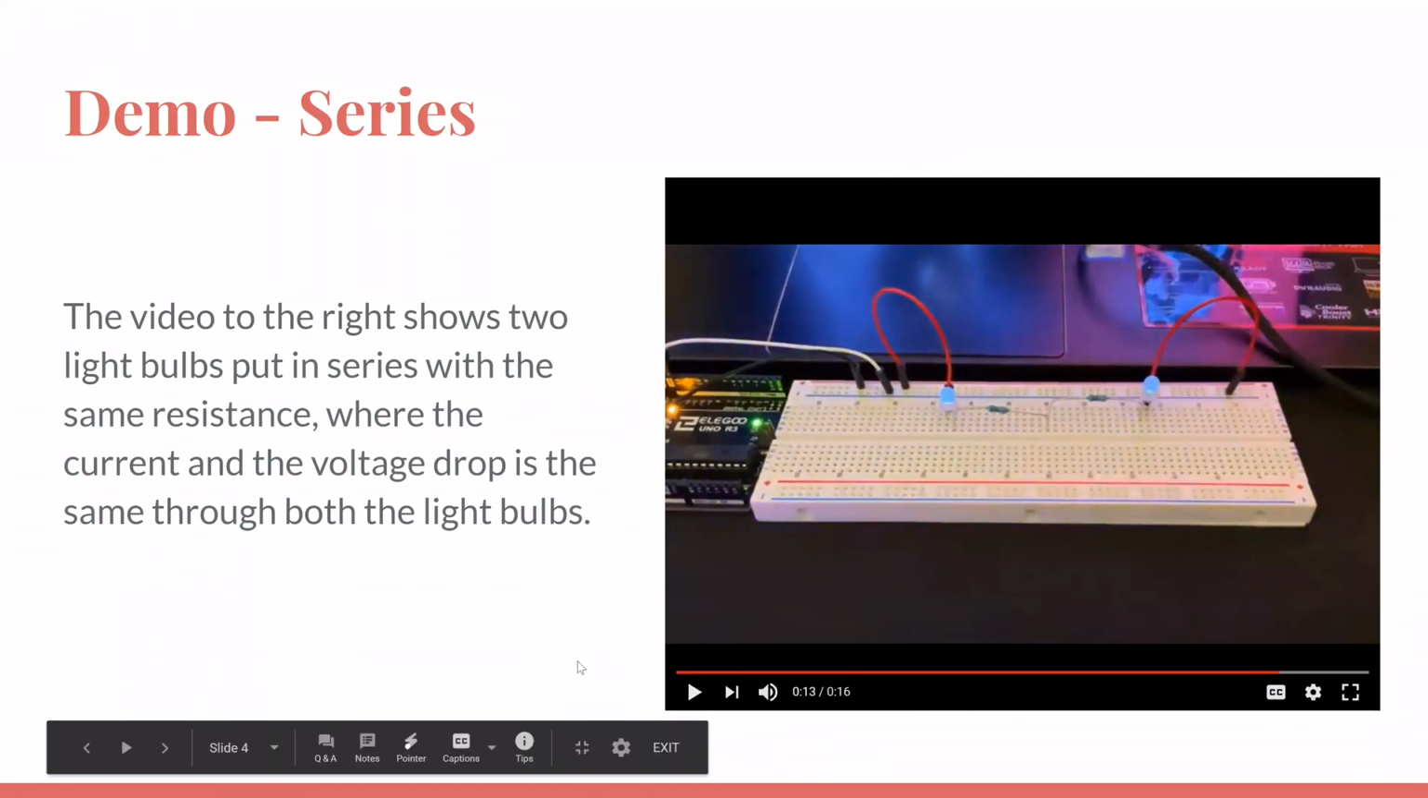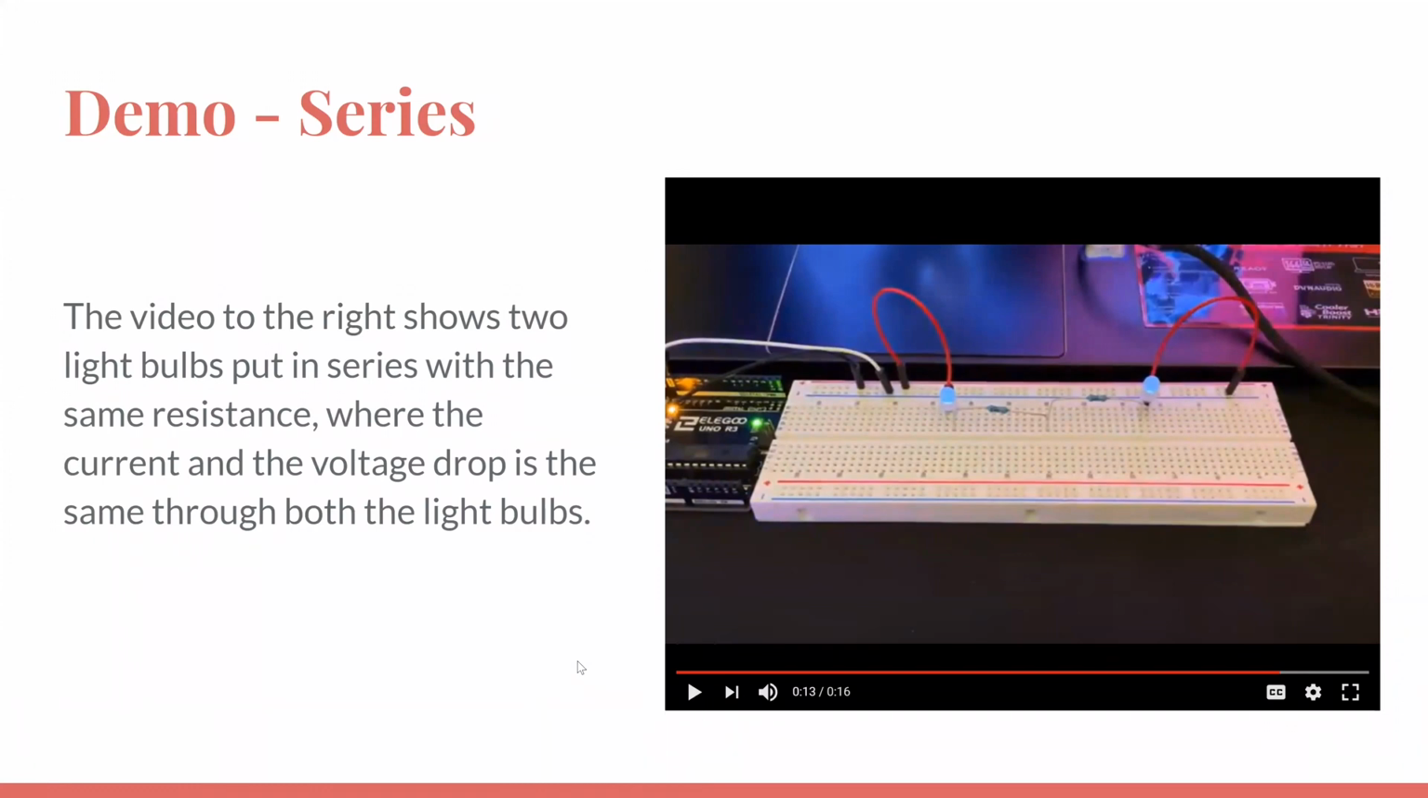As seen from that video, it shows starting from one light bulb and putting it in series with a second light bulb at the end. The light bulbs have the same resistance, and the current and voltage drop are the same throughout both light bulbs. The equivalent resistance for the circuit in series would just be the sum of the two light bulbs with the extra resistors, which are both 380 ohms, and they're put into the demo to lower the brightness of the light bulbs.